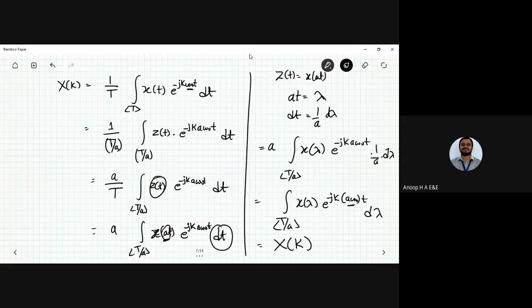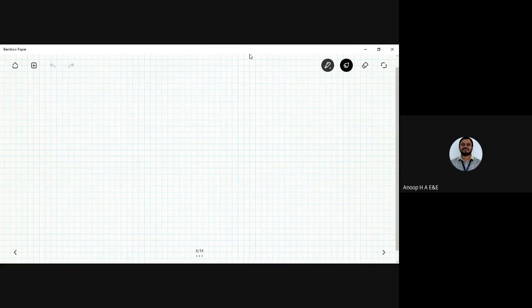So the Fourier coefficients of both the things, that is x of t and x of at, would be identical. So a few observations here: x of t and x of at, the Fourier series or Fourier coefficients, whatever you are going to take, are said to be identical.